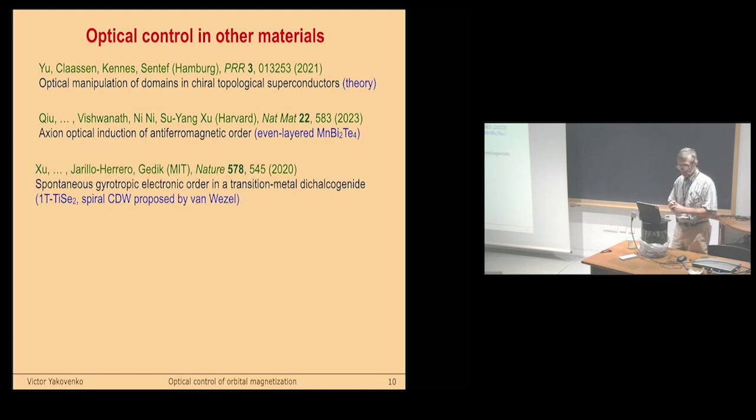I don't want to spend more time. Another paper, much earlier; this one was relatively recent. This is a much earlier paper, again by the group of Gedik. They used the TMD material titanium diselenide, and they discussed spontaneous gyrotropic electronic order in this material. What basically happens in this system is it breaks chirality. It does not break time reversal symmetry, but it breaks chirality. And essentially, one proposal for how it does so was made by Van Wezel, quite often in this Cargèse series of conferences.